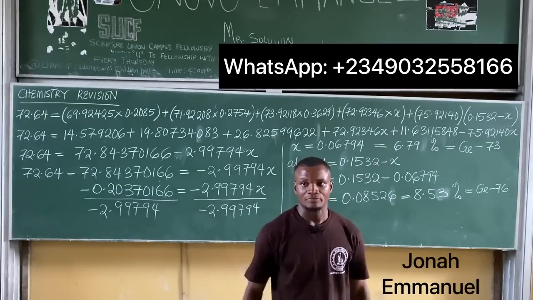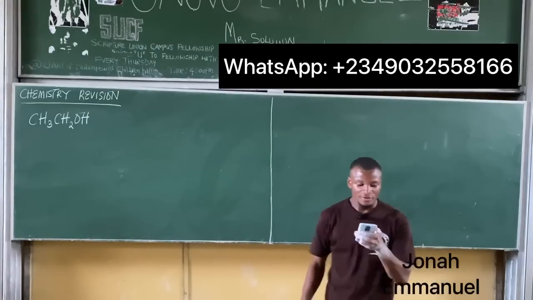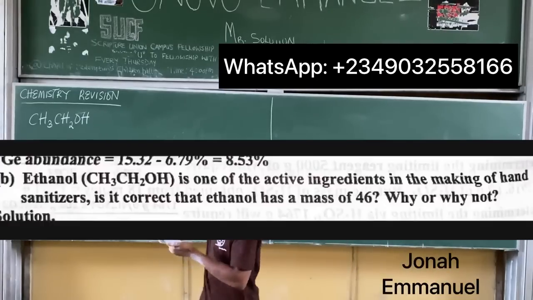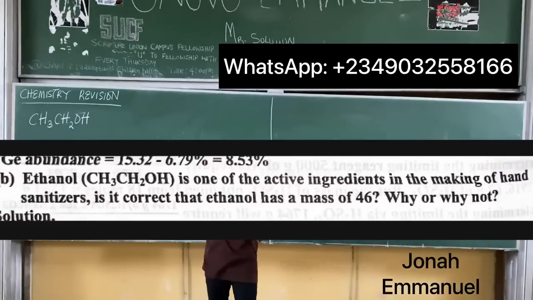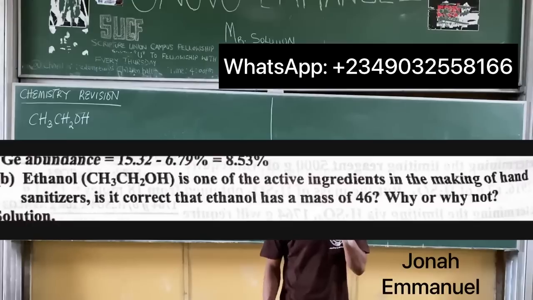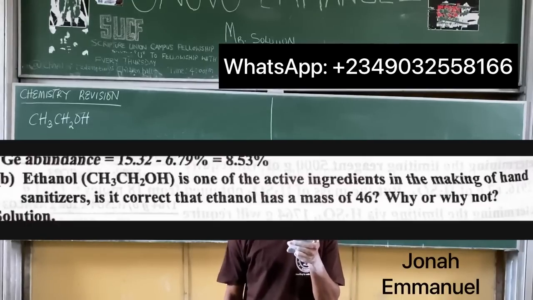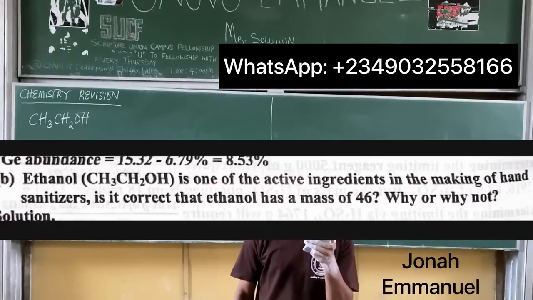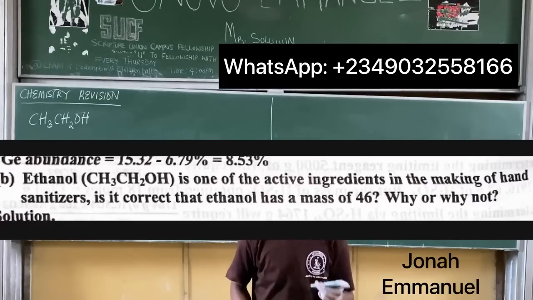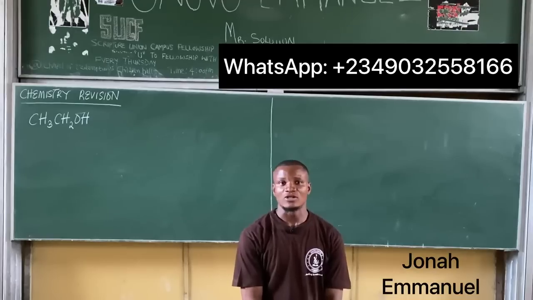3B. All right. Finally, 3B. 3B says ethanol, CH3CH2OH, is one of the active ingredients in the making of hand sanitizers. Is it correct that ethanol has a mass of 46? Why or why not? So is it correct, yes or no? Why or why not?